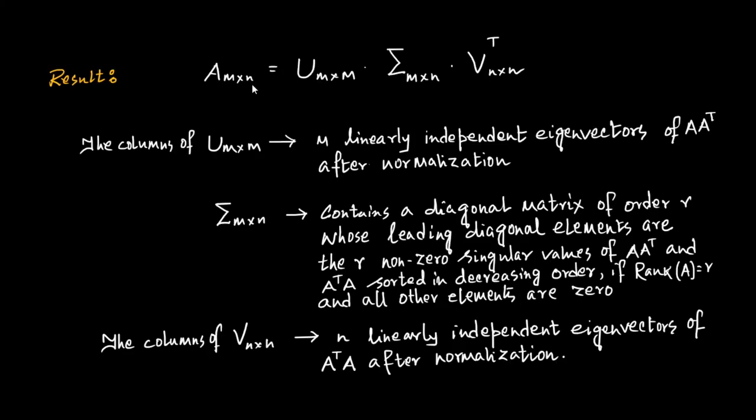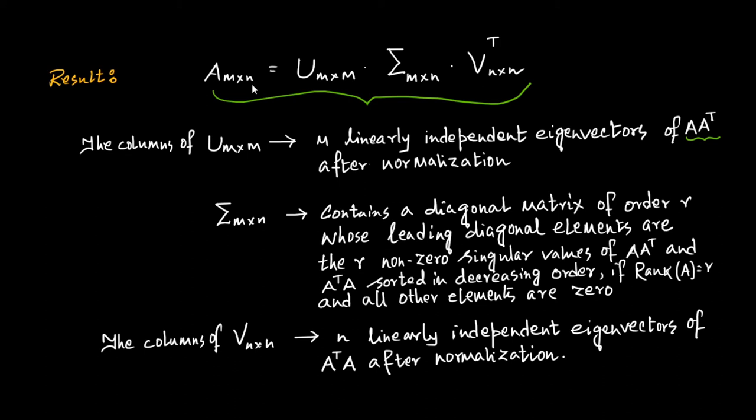So a matrix A of size m by n can be decomposed as a product of three matrices U, sigma, and V transpose as written here, where the columns of the matrix U are m linearly independent eigenvectors of A A transpose. The linearly independent eigenvectors need to be normalized and then used as the columns of this U. Now this sigma will contain a diagonal matrix. You can understand that sigma is of the same dimension as A.